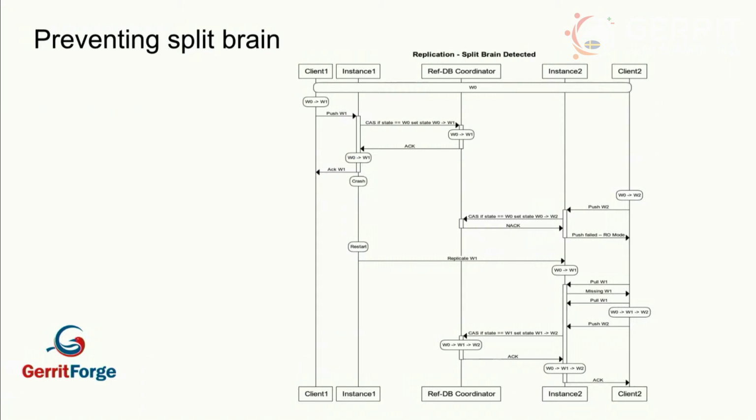Now, when client 2 goes to push, instance 2 checks with the RefDB coordinator if it has the right parent. The RefDB will say, no, this has been changed. Tell your client to pull. The client pulls and then is able to push, so same scenario there. So once the client has pulled, now the scenario is all in line and you can push again.